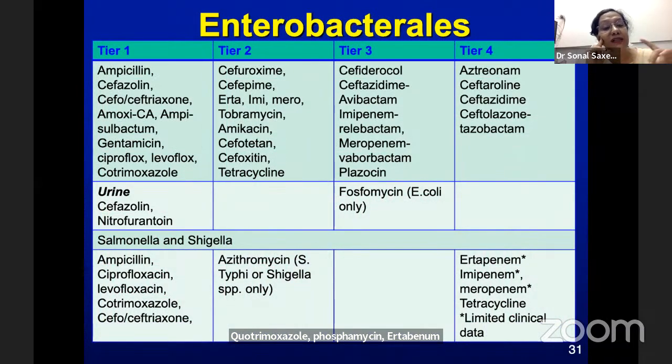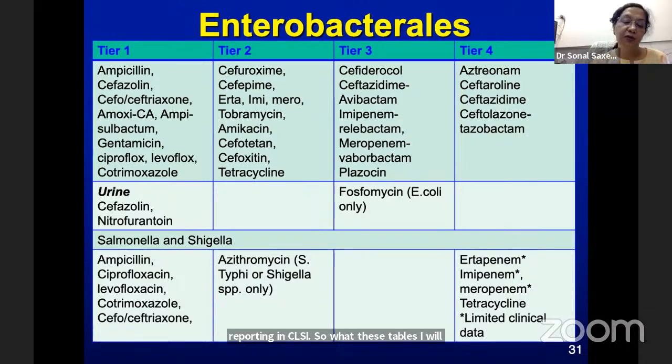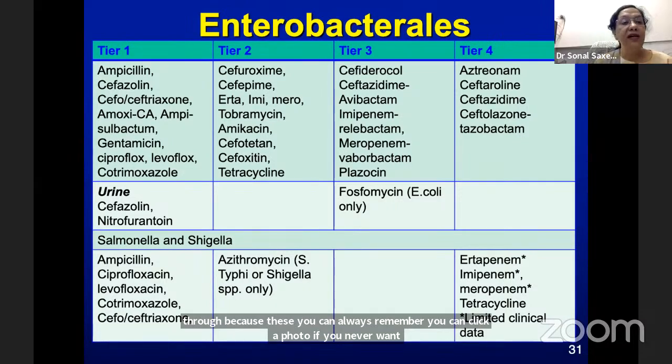Somebody asked what tier 1 is. It is actually what we used to call the first line reporting. Yes, tier 1 is similar to what we used to call routine reporting in CLSI. These tables I will just rush through because you can always remember them. You can click a photo if you want. Tier 1 is a simplified version from your CLSI.